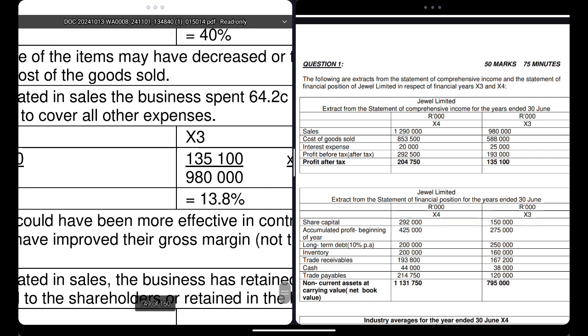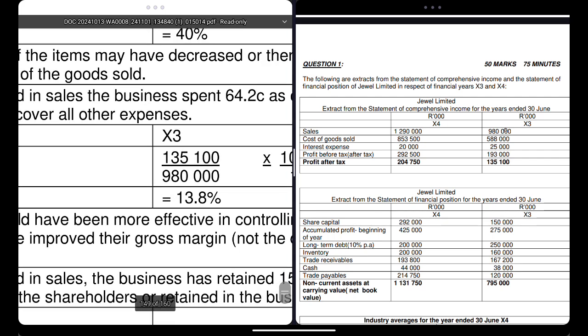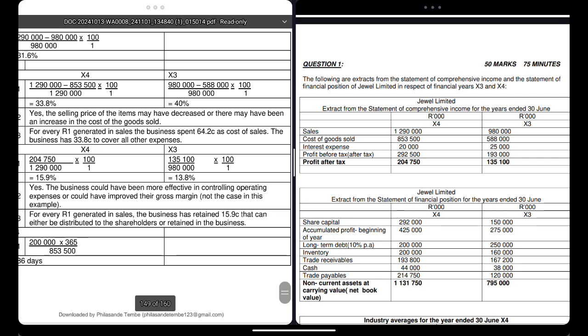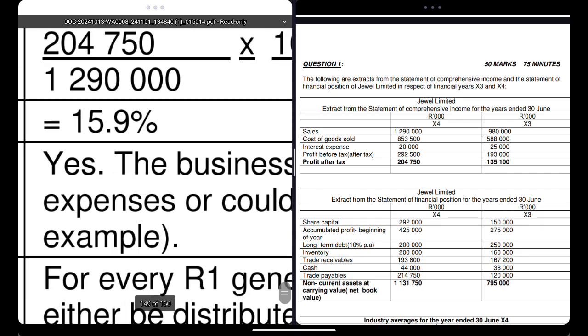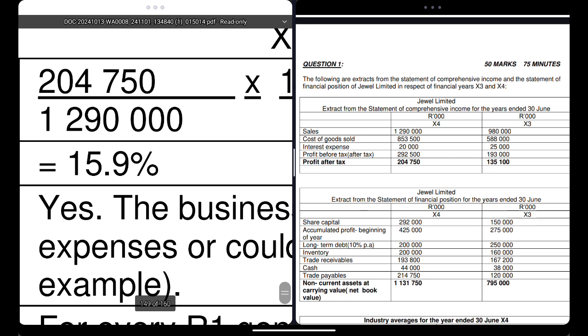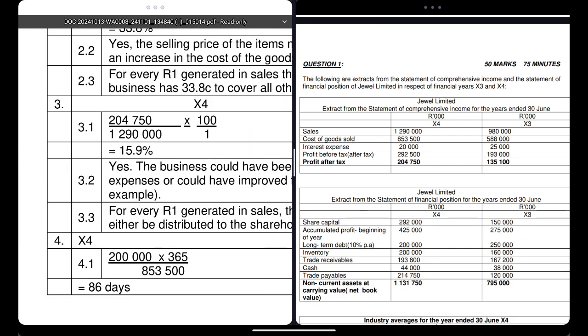15.9%. Similarly, you do the exact same, this over this times 100. 3.8%. Now your net profit percentage change will tell you how much of net profit you're making on your sales. So again, if I had to interpret this, for every 1 rand worth of sales, you're making a net profit of 15.9 cents.